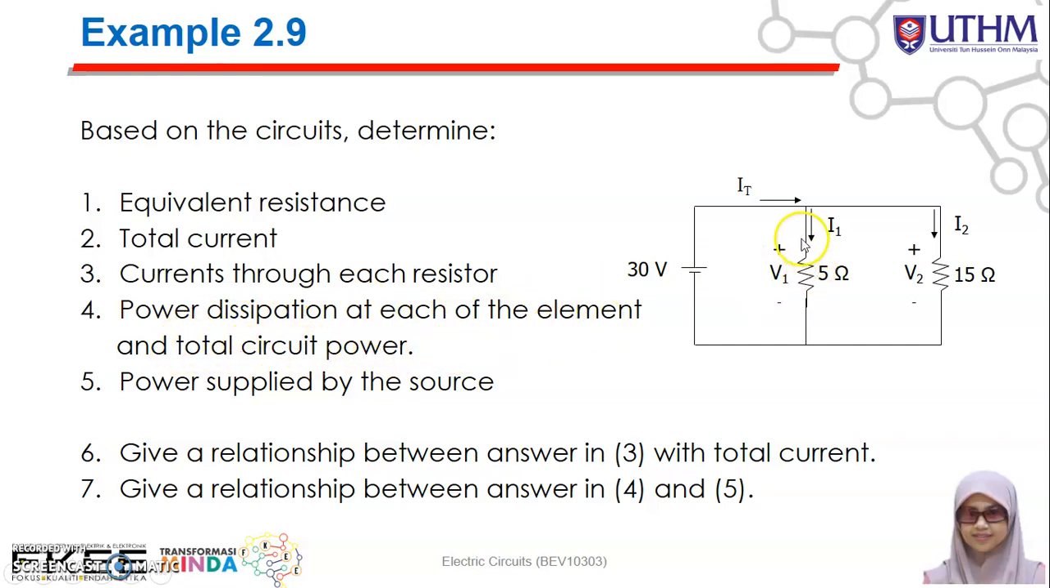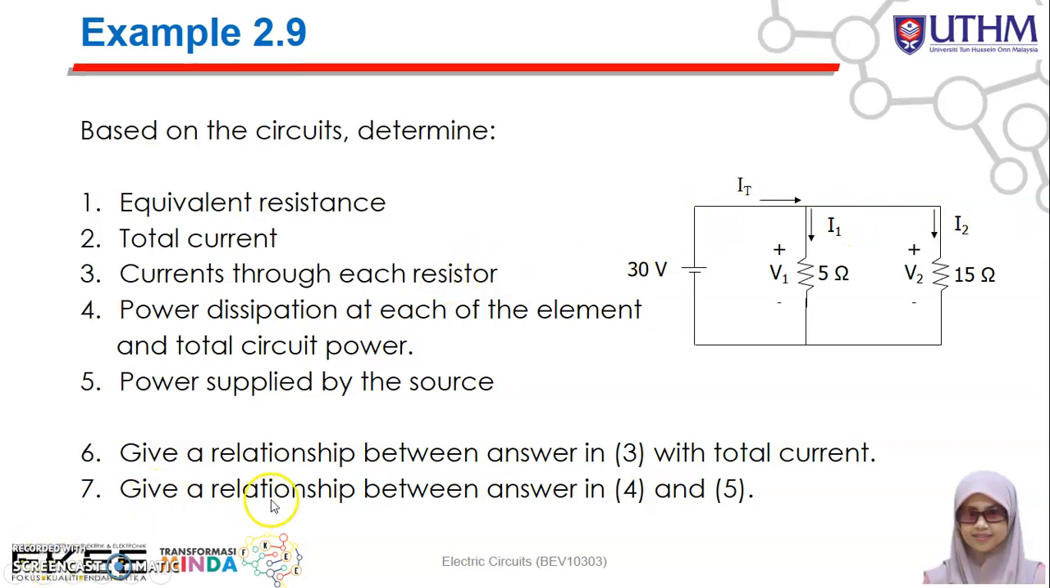So, the power dissipation at the 5 ohm resistor and the power dissipation at the 15 ohm resistor. Then the power dissipation by the total circuit, so you need to add P1 and P2. Then you need to calculate the power supplied by the source, the 30 volt source. After that, you need to give a relationship between the answer in part 3 and the total current. So, with the current through each resistor, you need to relate I total with I1 and I2.